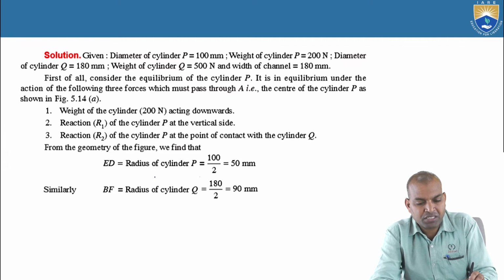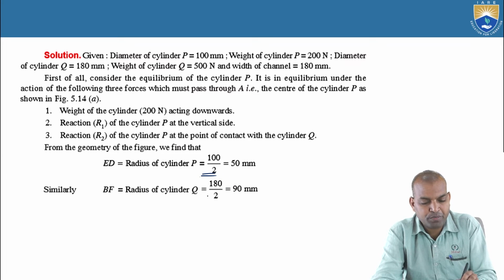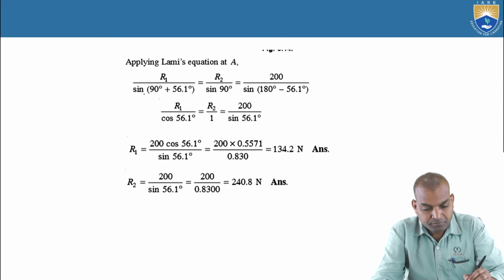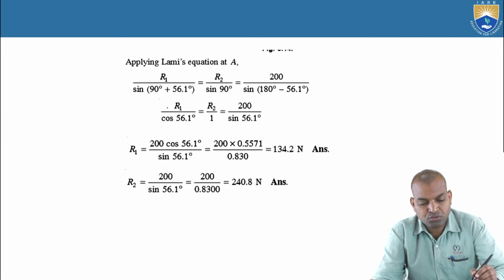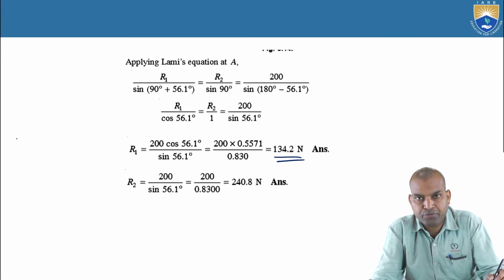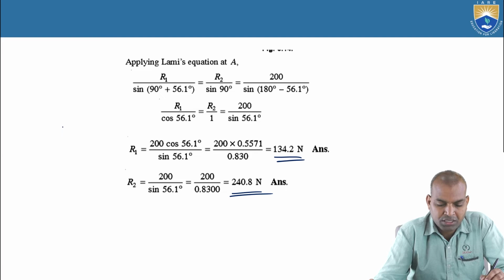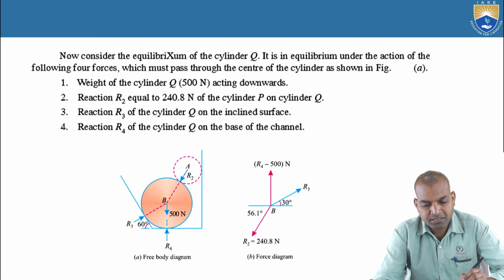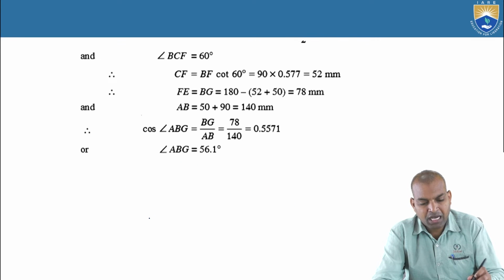The radius of the cylinder P is 100 by 2, that is 50 millimeters. And the radius of the cylinder Q is 180 by 2, that is 90 millimeters. Now the point is, after finding these angles, you equate and R1 is calculated as 134.2 newtons and R2 is 240.8 newtons. The Lami's theorem is applied here.